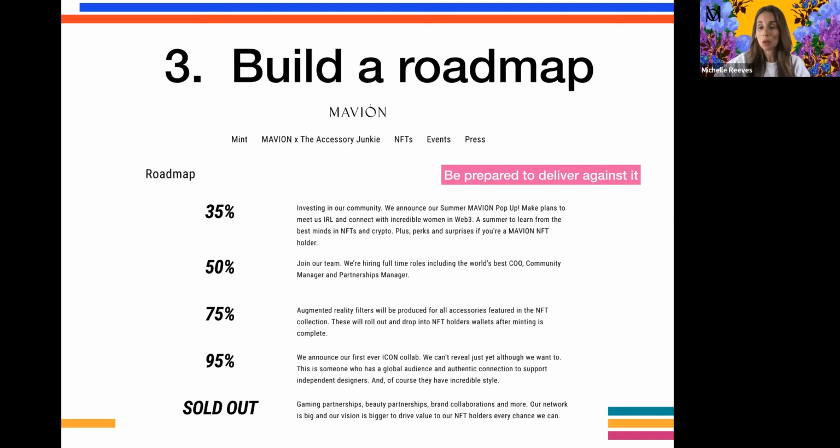June 20 to June 24, we'll be at NFT NYC, bringing together not only our Mavion holders, but all those who are still curious and providing nonstop programming, education to help anyone who's curious, particularly women in Web3 and NFTs. At 50%, we'll be hiring.